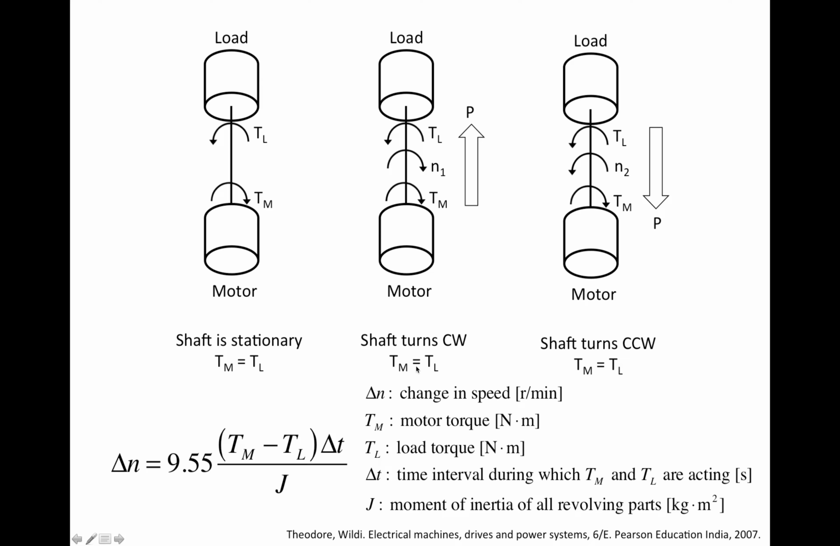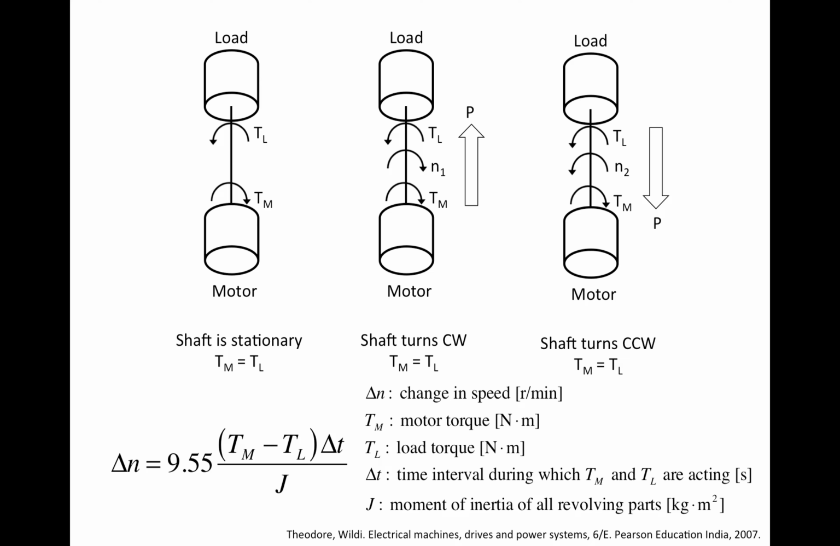And at this point, Tm equals TL again, but the shaft is not going to be stationary. It's going to rotate at a constant speed of n1, and the speed is not going to increase and it's not going to decrease. It's just going to be a constant speed, because the net torque is 0. We have reduced Tm to exactly equal TL, so there's no net torque to change the speed of the shaft anymore. So the shaft is going to keep rotating at the speed of n1, right?